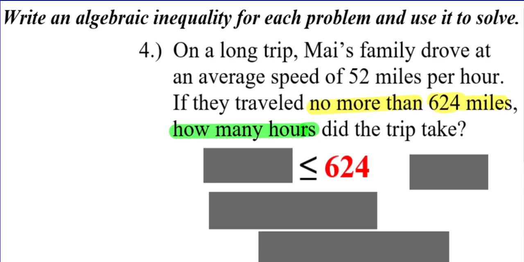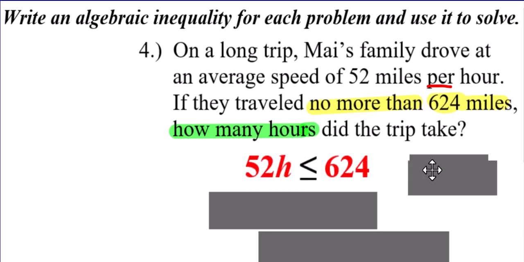I think that we have talked about this before. The word per means times. So 52 miles per hour means 52 miles times the hours. So you should have 52 times H. There are other words that could also mean multiplication. The word each can mean multiplication. The phrase for every can mean multiplication, like 52 miles each hour, 52 miles for every hour. So those are other words or phrases that also can mean multiplication.